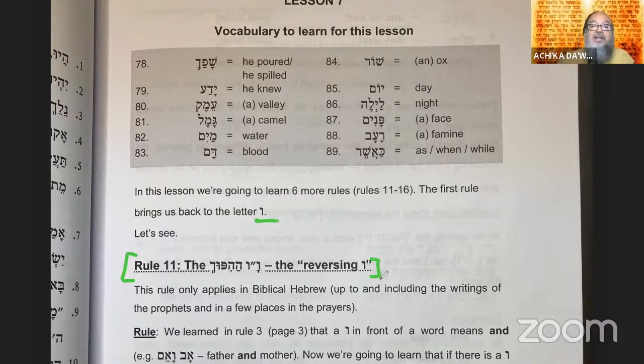Okay. So it not only means and, but if you put this wa on front of a verb, okay, then it's going to reverse the tense. Okay. So we're going to give you some examples.